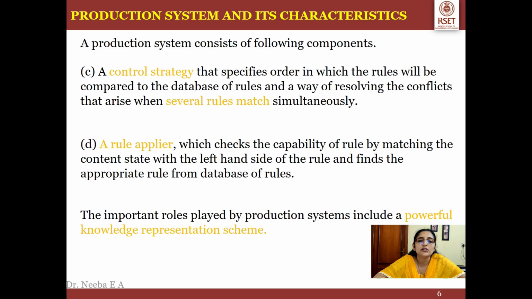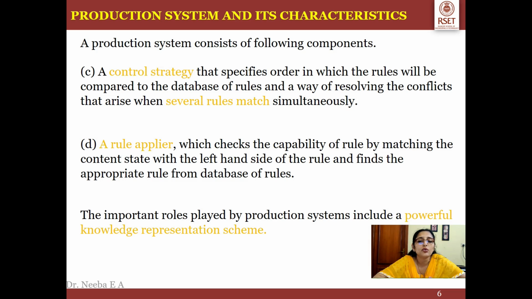The third one is the control strategy. A control strategy specifies the order in which the rules are compared, and it will remove all the conflicts that arise when 2 rules match simultaneously. And the last one is a rule applier. As we said, there are a lot of rules, and a rule applier checks the applicability of a rule by matching the current state with the left-hand side of the rule. So that is from the database which has been accessed, and it has been applied. So that is called a rule applier.